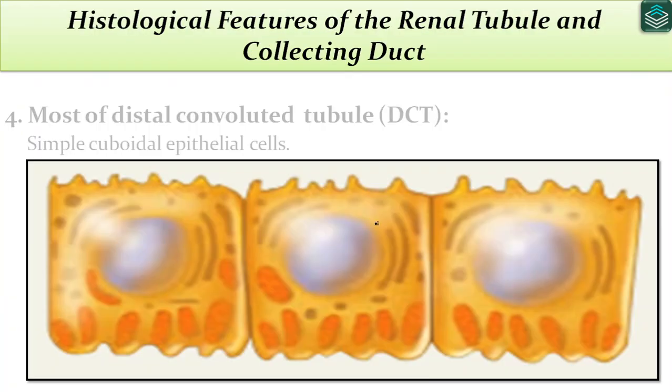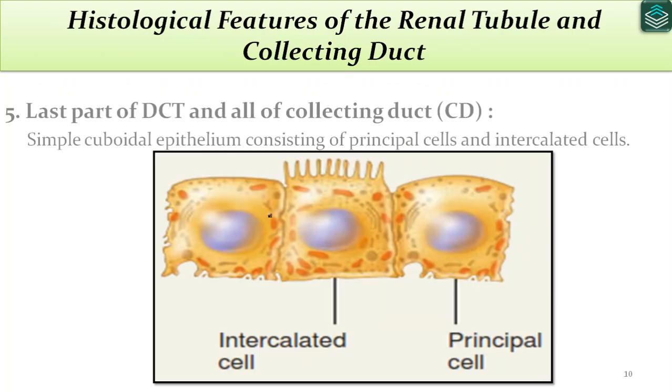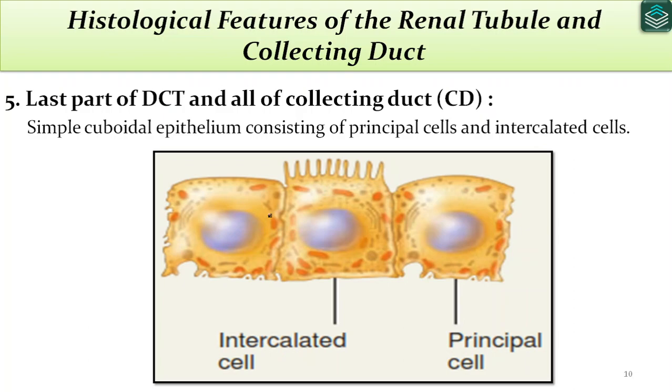The next part of the nephron is the distal convoluted tubule. Most of the distal convoluted tubule is made up of simple cuboidal epithelial cells. The last part of the distal convoluted tubule and all of the collecting ducts are made up of simple cuboidal epithelium cells consisting of principal cells and intercalated cells. Principal cells have receptors for both antidiuretic hormone and aldosterone. These two hormones regulate their functions. The second type of cells are intercalated cells, which are fewer in number and play a role in homeostasis of blood pH.